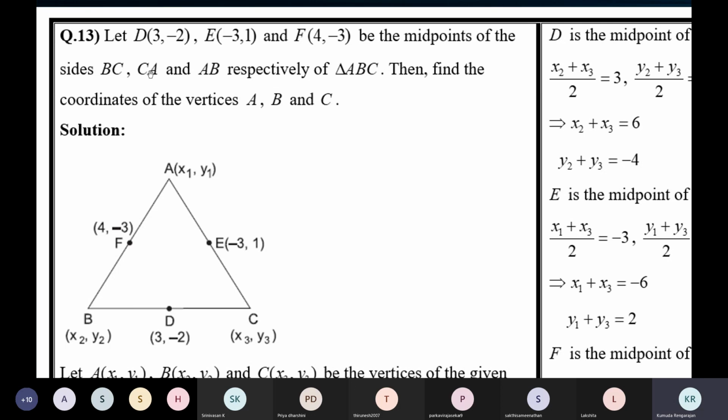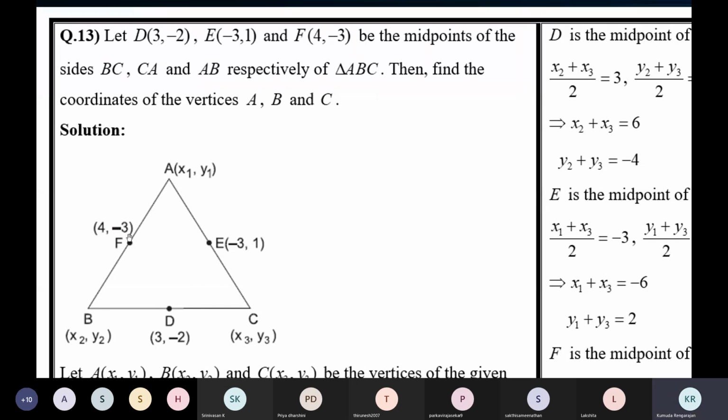E is the midpoint of CA. And F is the midpoint of AB. And they are given to you. The addresses of D, E, and F are given to you. Be careful to mark the points D, E, and F on the correct sides. Now, given this information, we need to find the address of A, B, and C. Very simple sum.